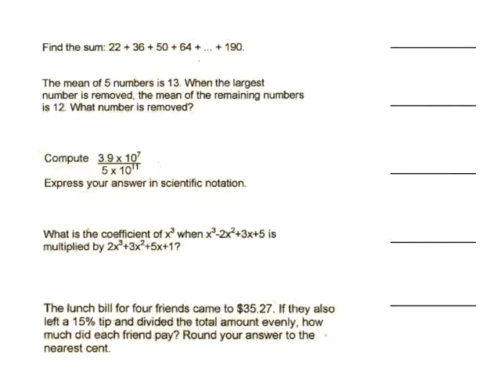All right, the second question. The mean of 5 numbers is 13. The largest number is removed. The mean of the remaining numbers is 12. What is the number that is removed?